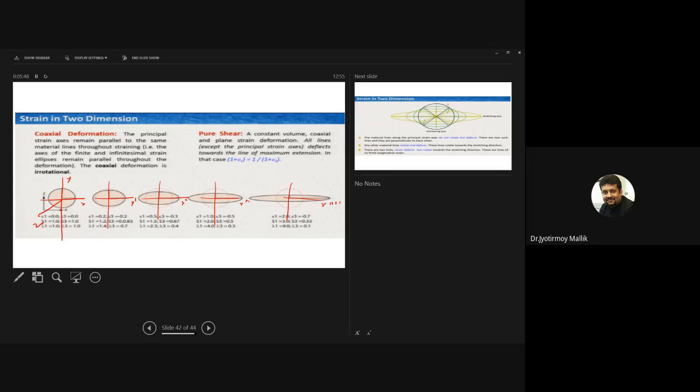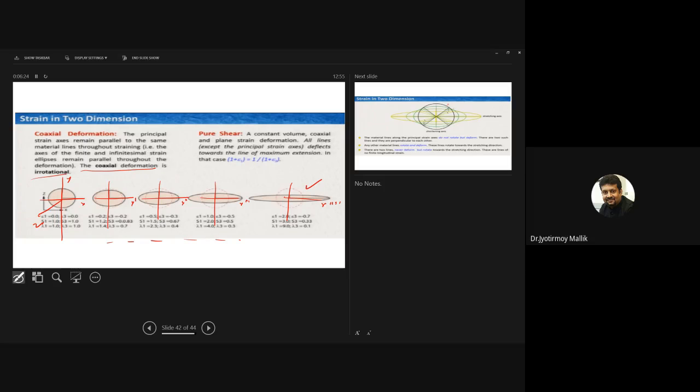That is, the axes of the finite and infinitesimal strain ellipses. So this is my finite strain ellipse, and all the in-between stages are my infinitesimal strain ellipses. The axes of the finite and the infinitesimal strain ellipses remain parallel throughout the deformation, and such deformation is called coaxial or irrotational deformation. So a constant volume coaxial.